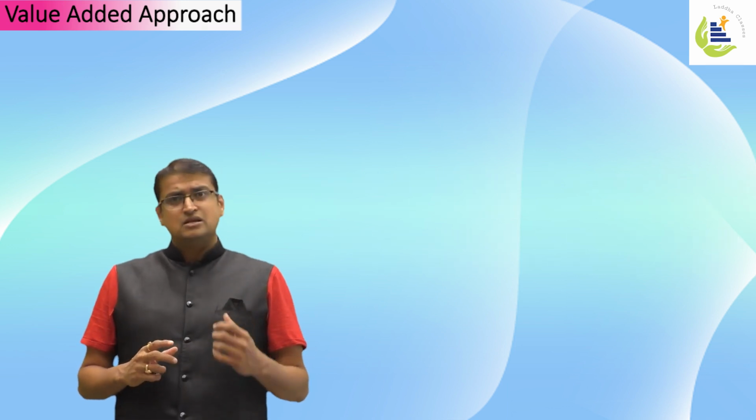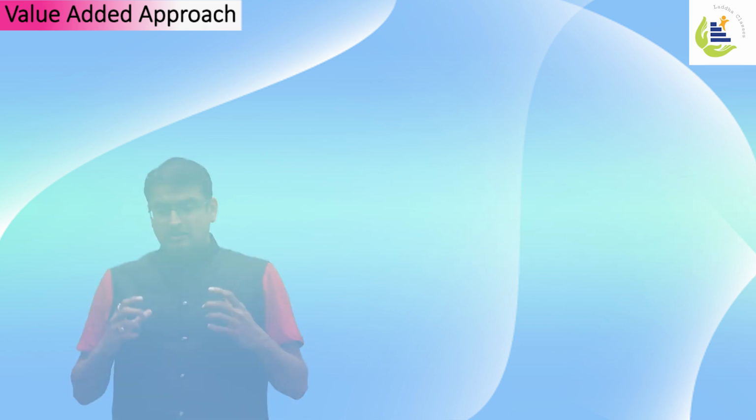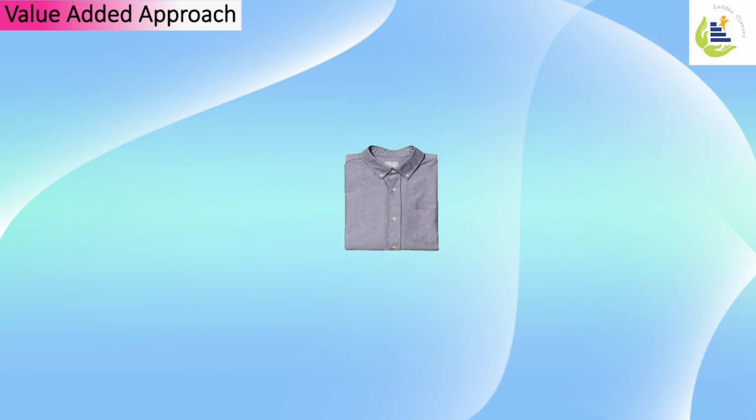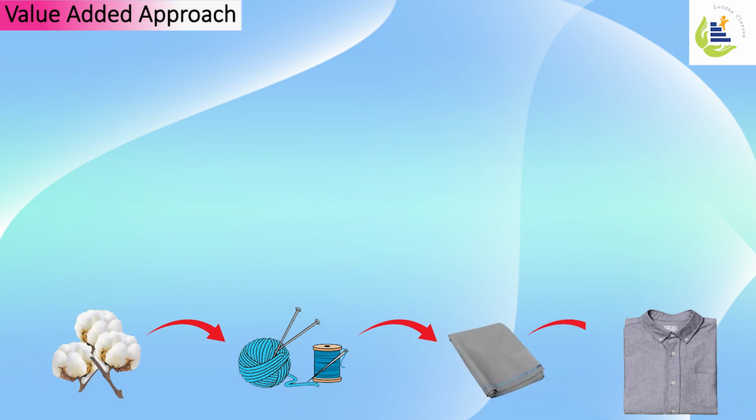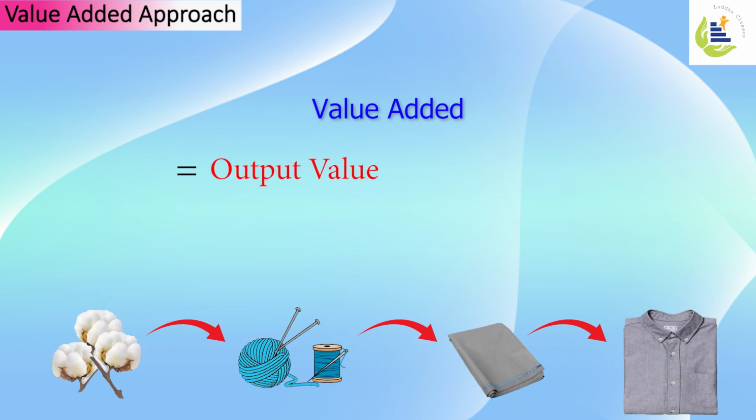I'll explain this with a simple example. Say, I want to produce a shirt. What are the different stages of production of a finished shirt? I have to take cotton. From that I make thread or yarn. From there I make cloth, and then from there a finished good of cloth. Well, value added at each stage is basically what? Difference between output value and input value at that stage of production.